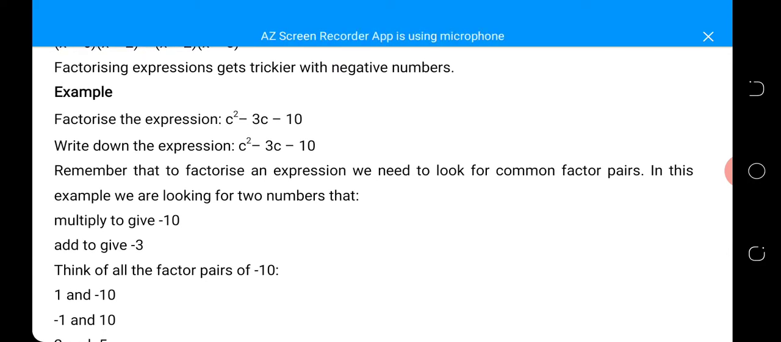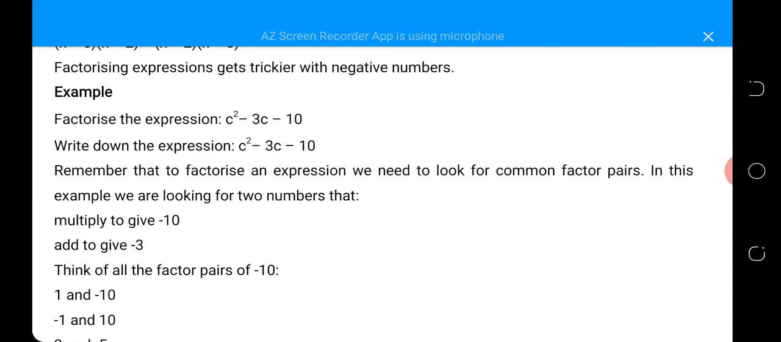Another area worth of discussion is the factorization of negative numbers. How do we factorize quadratic expressions with negative numbers? Let's do this by example. Factorize the expression c squared minus 3c minus 10.